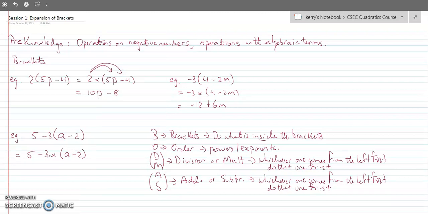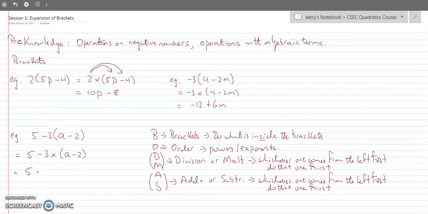So 5 subtract 3 multiplied by a minus 2. According to BODMAS, division and multiplication always comes before addition and subtraction. So you can't do the subtraction here first. A lot of people will say 5 minus 3 is 2, but that's incorrect. In this case, you can't do subtraction first. You need to do multiplication first.